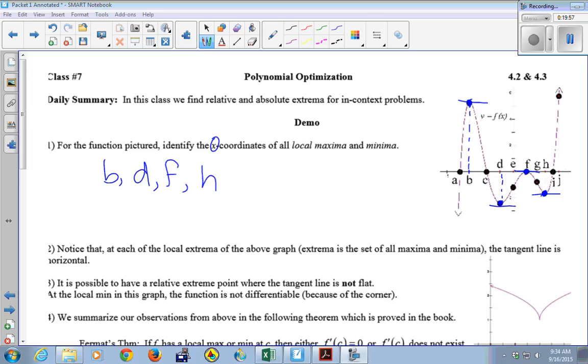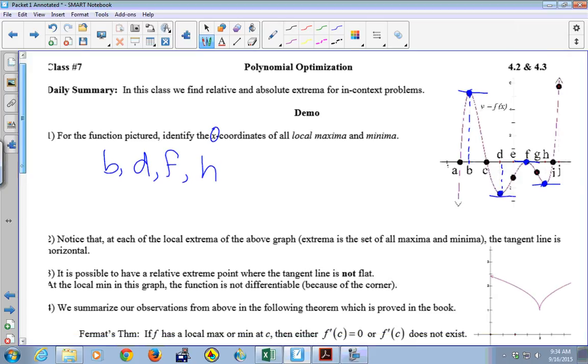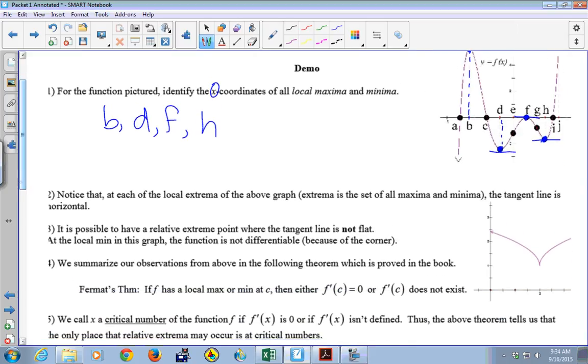Okay. It is possible to have a relative extreme point, a maximum or a minimum, where the tangent line is not horizontal, where it's not flat. So for example, I've got this picture here, right, where I've got a minimum, but what is true about the tangent line or the derivative? What's true about the derivative at that point? It doesn't exist because it's a sharp corner, right?